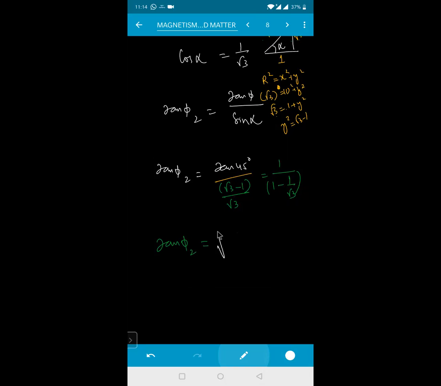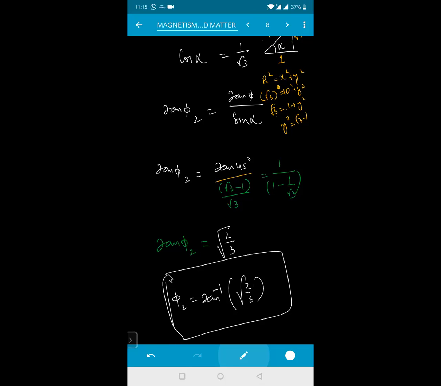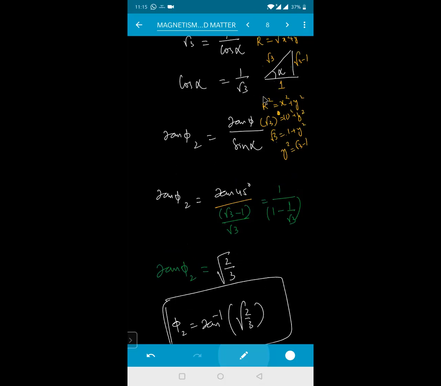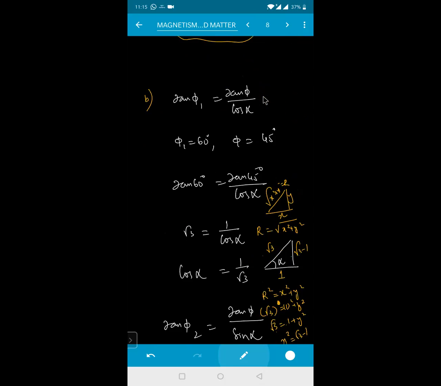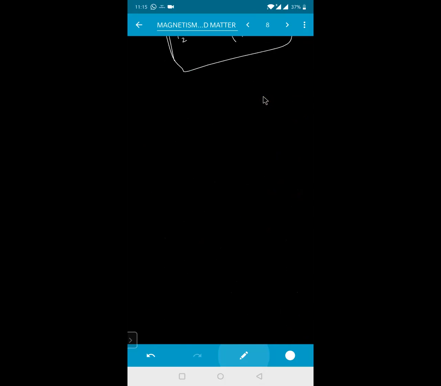So can I write total under root of 2 by 3? Yes sir. So phi 2 will become tan inverse of root 2 by root 3. Got it? Yes sir, got it. So just take care of your calculation, and everything will come out for you. Okay sir.